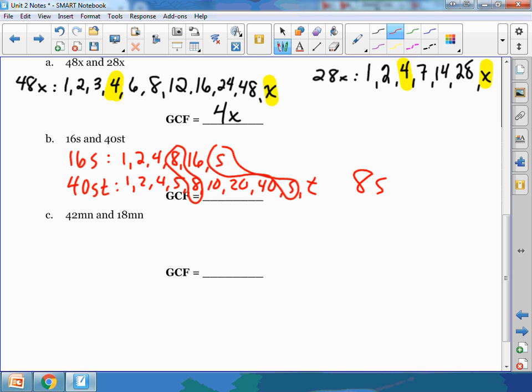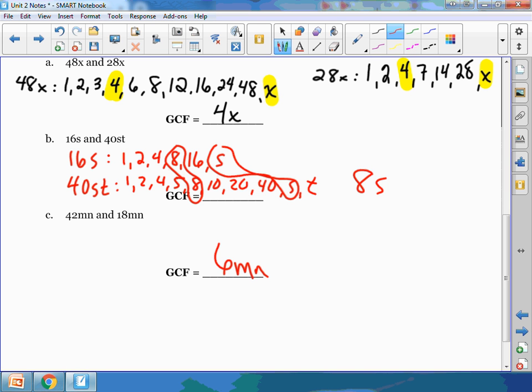Okay? 42mn and 18mn. I noticed when I walked around, many of you right away had written mn down. That's good. Yeah, you see that those are factors. That's fine. And then all you really need to do is focus in on the coefficients here, 42 and 18. What did you determine the greatest common factor was between those two numbers, 42 and 18? What did you get? Jack? Yeah, 6 was your GCF, so it's 6mn would be both terms. Cool.